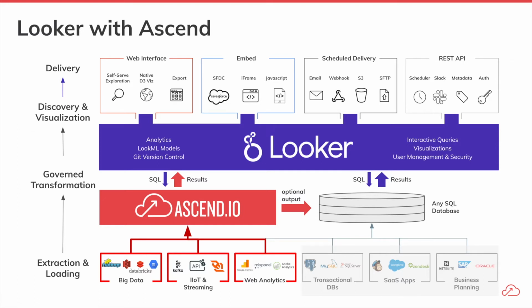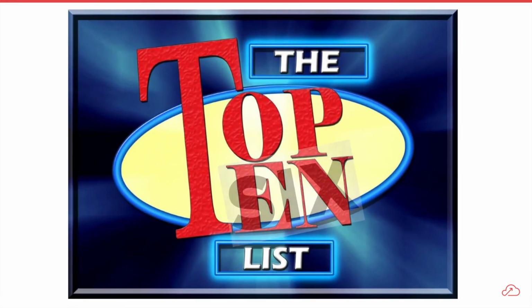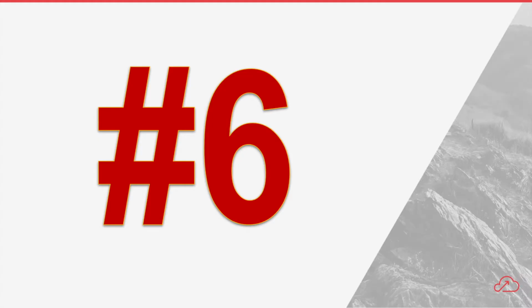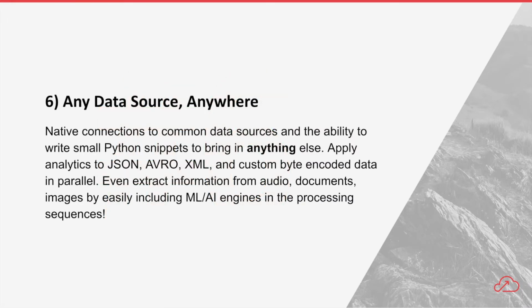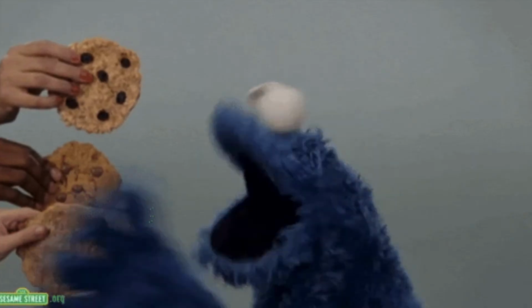Fantastic. Now off to the top 6 list. Number 6. Any data source, anywhere. If we can get to it, we can ingest it. We have native connections to common data sources and the ability to write small Python snippets to bring in anything else. Now over to Sheil for a quick demo.